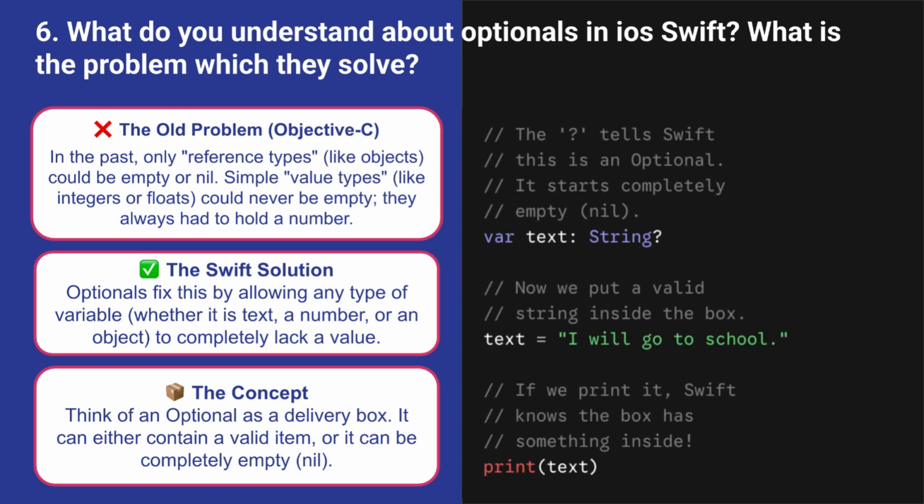Let's look at the code on the right to see this in action. First, we create a variable called text. Adding that question mark tells Swift it is an optional. At this point, the box starts completely empty or nil. Next, we put a valid string inside the box: "I will go to school." Finally, when we print it, Swift knows the box has something inside.